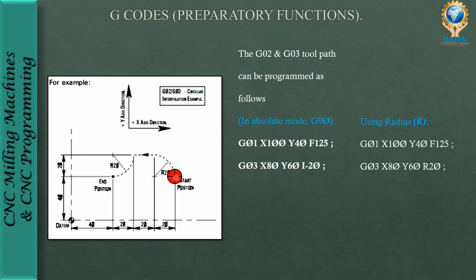What is the I value? The I value is the difference between the starting point and the ending point, and this is towards the left hand side. If it is towards the right hand side it is positive X, and if it is towards the left hand side it is negative X. So negative X means it is minus 20. So the I value is minus 20, and I have to mention it here. Or if you are using radius mode, you can simply give G03 X80 Y60 R20. That's enough. If you know the radius, you can directly give the radius. Both are the same.